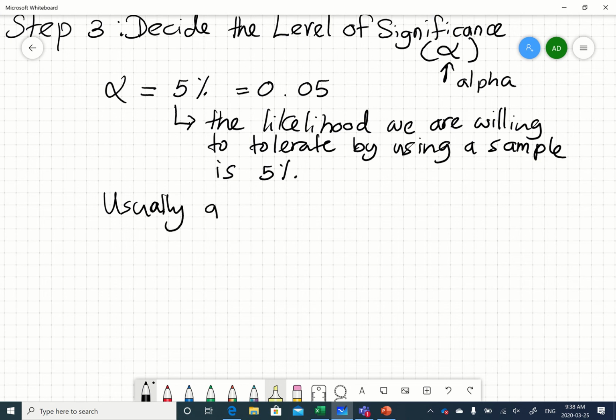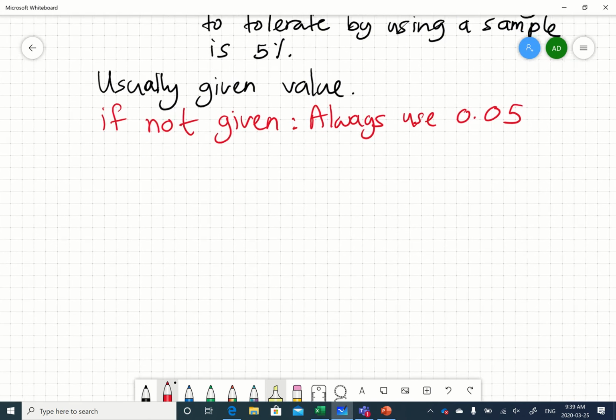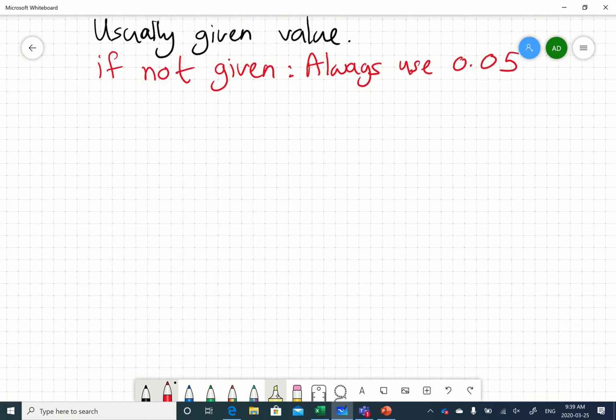So this number is usually given in the question. If it's not given in the question, always use 0.05, because we need this number later on to make the conclusion. So if it's not given, you can always take 0.05 because that's the most commonly used significance level. That's the most commonly used error tolerance rate.